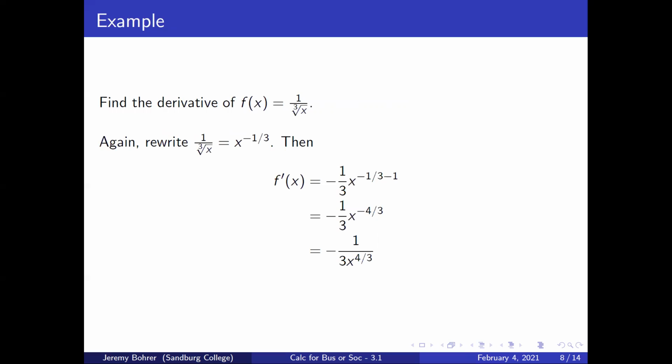Find the derivative of f of x equals 1 over the cube root of x. Again, rewrite 1 over the cube root of x as x to the negative 1/3 power. Then f prime of x equals negative 1/3 times x to the negative 1/3 minus 1, which is negative 1/3 times x to the negative 4/3, which is negative 1 over 3 times x to the 4/3 power.